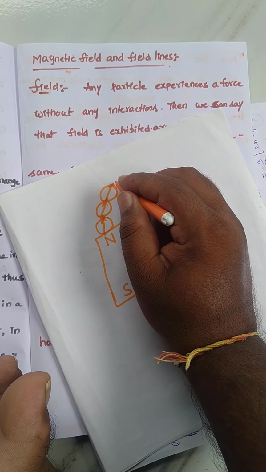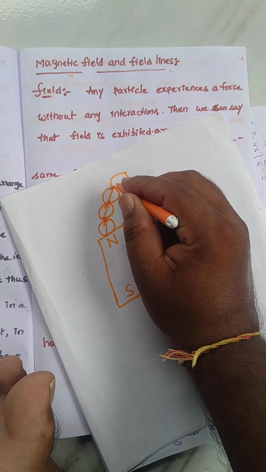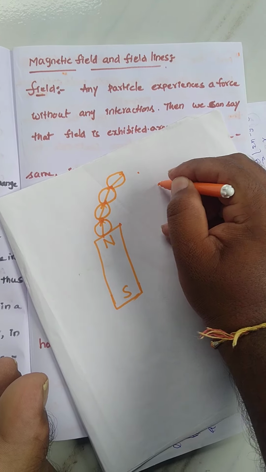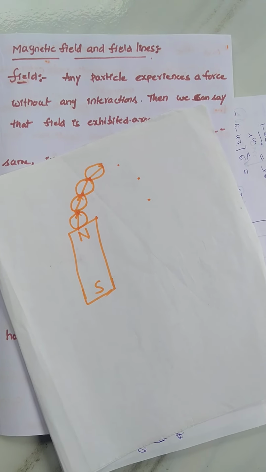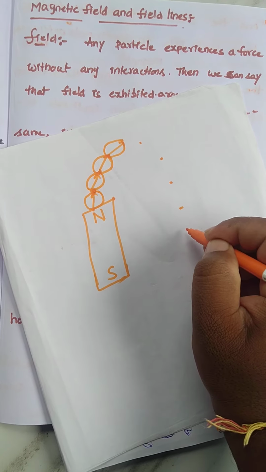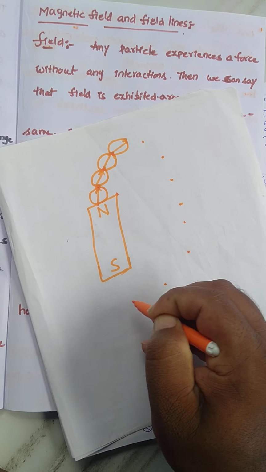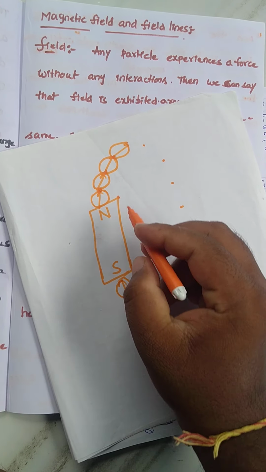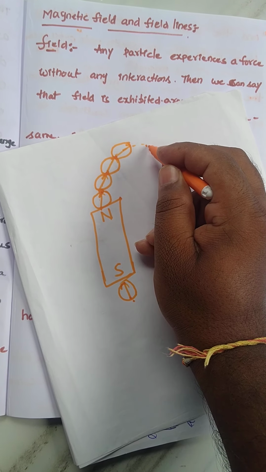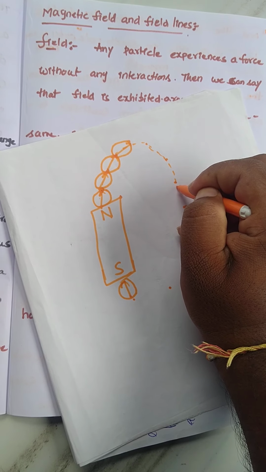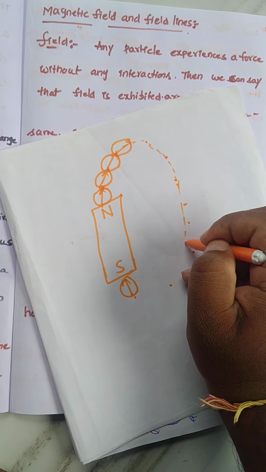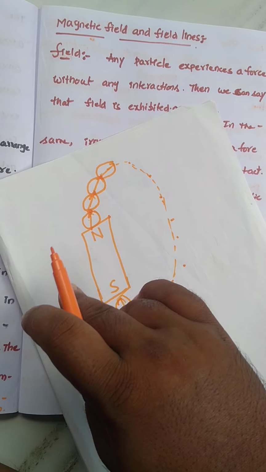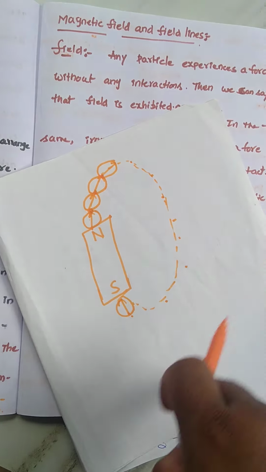Now again I remove this and keep it like this. Again it shows deflection. So if you keep it here, here, here, again like this, then the compass needle shows deflection at different points. It means we can construct some field lines over this bar magnet, right or not? And it is about a magnitude. Everywhere around the magnet, the compass needle shows deflection.